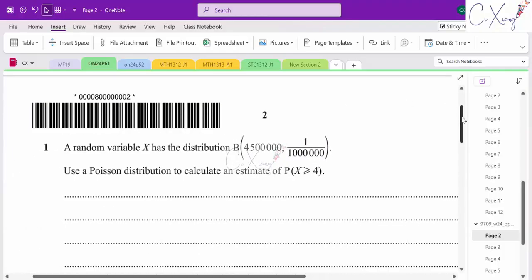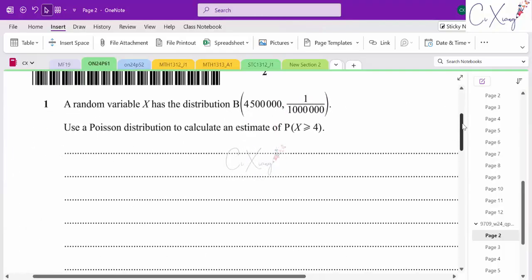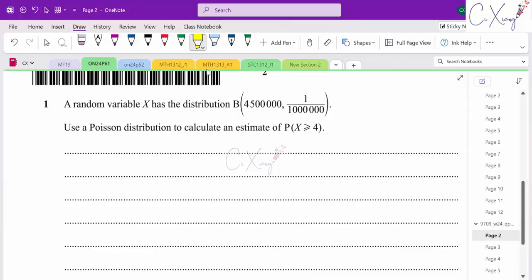Alright, so we are given a random variable X with a binomial distribution, and it asks us to use a Poisson distribution. So I highlight the keyword Poisson, to calculate an estimate of the probability of X greater than or equal to 4. They give us a very clear instruction already. We have a binomial at first, and they want us to change it to Poisson. So let us start. This is the original binomial here.